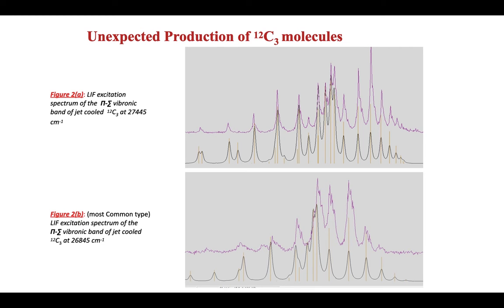Surprisingly, a large number of transitions of C3 molecules have been identified by simulating their rotational structure. These are unexpected because we are not focused on these molecules. We want to produce the allyl alkoxy radicals. Here both figures are showing the structure of the pi to sigma vibronic band of C3 molecules under jet-cooled conditions, which is perpendicular.